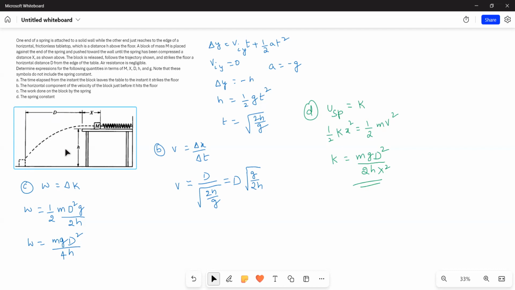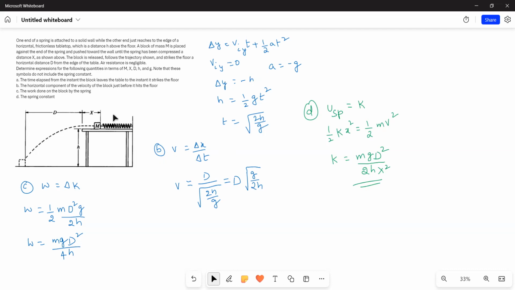We are supposed to find out the time, how much time it takes to drop this height. This is just a simple projectile motion problem, wherein we use the formula delta y is equal to v_y t plus half a t squared. Initial velocity along the y direction is 0, acceleration is equal to negative g, and delta y is equal to negative h. Plugging these values into the above equation, you will get t is equal to the square root of 2h by g.